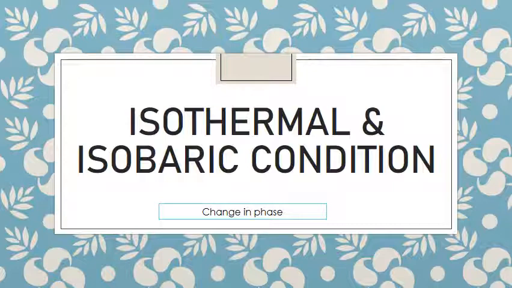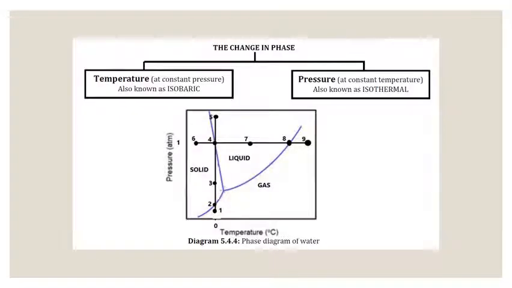Apakah itu isothermal dan juga isobaric? So, temperature at constant pressure also known as isobaric. So, kalau kita sebut isobaric, isobaric bermaksud pada constant pressure. It means temperature berubah tetapi pressure-nya constant. Kalau isothermal bermaksud pada constant temperature. Pressure boleh berubah tetapi pada temperature yang constant. So make sure you jangan salah ataupun tertukar antara isobaric dan isothermal. Remember, isothermal at constant temperature, isobaric pada constant pressure.